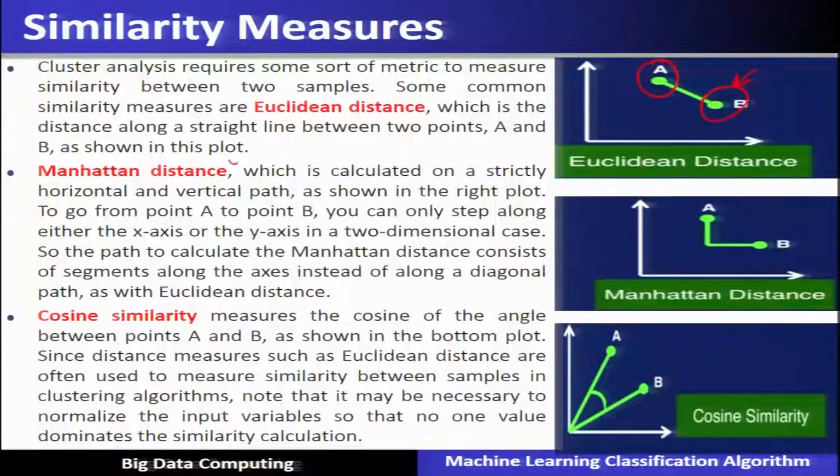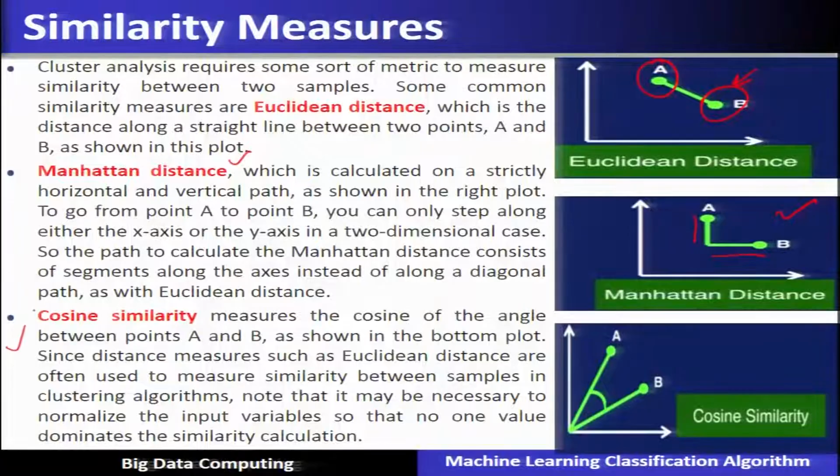Another similarity measure is called the Manhattan distance, which is calculated by strictly following the horizontal or the vertical path, as shown in this diagram. To go from A to B, it has to follow either the horizontal or the vertical path. It cannot follow the diagonal path in this two-dimensional space. If that is the case, then it is called Manhattan distance, and using this similarity measure you can also do clustering in certain applications.